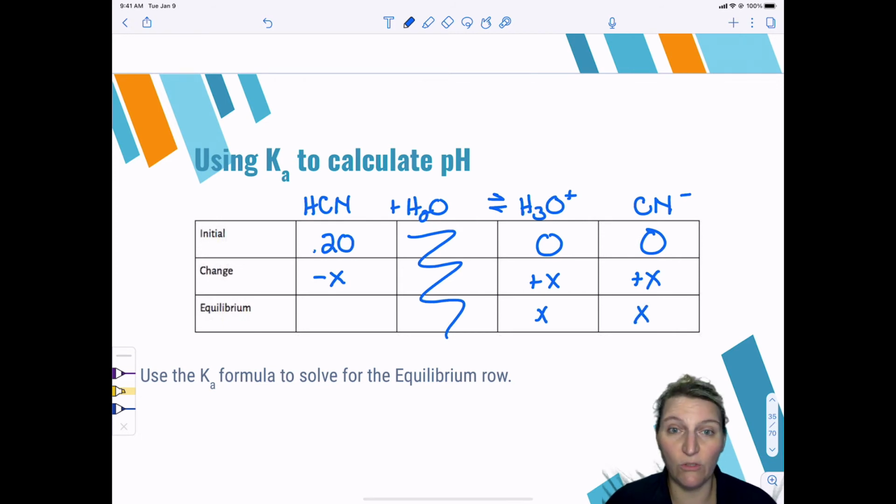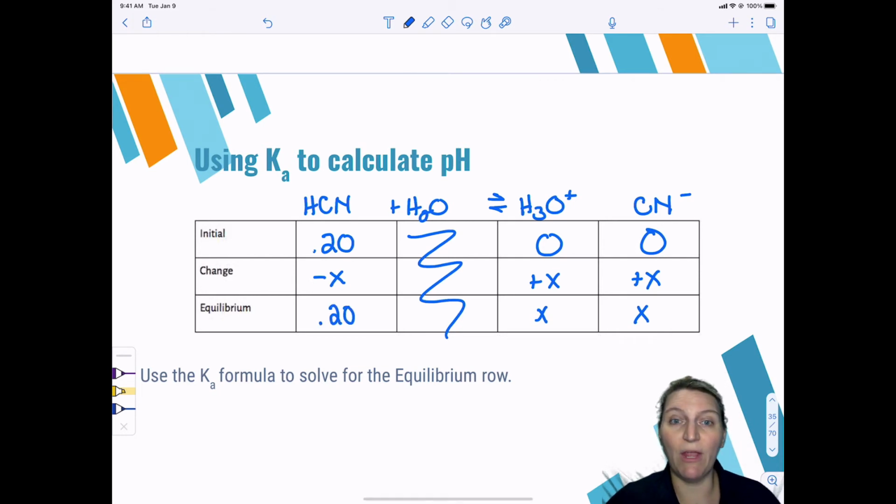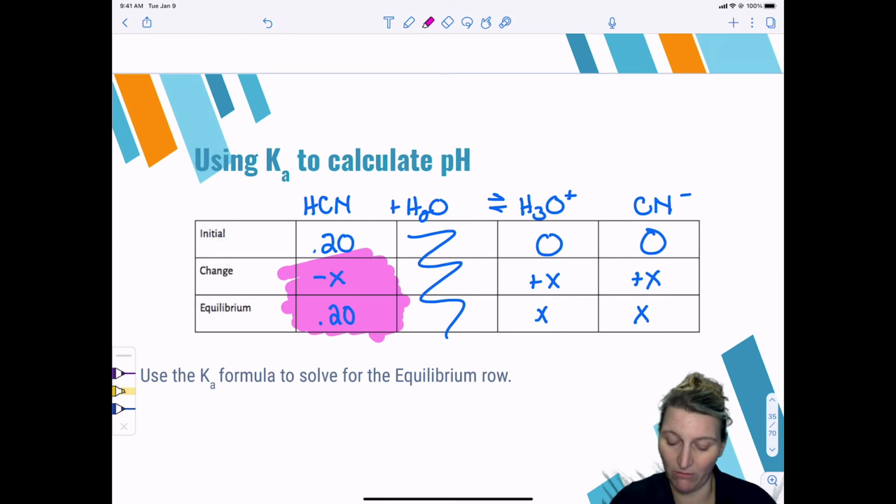And what I'm going to assume from now on is that in 0.20 minus X, that X is very small compared with the amount of acid that I start with. Not necessarily compared to 0, but compared with the amount that I started with. So this is sort of the weird thing. How can 0.2 minus some amount equal 0.2? Because we're calling that some amount much too small to make a big difference.